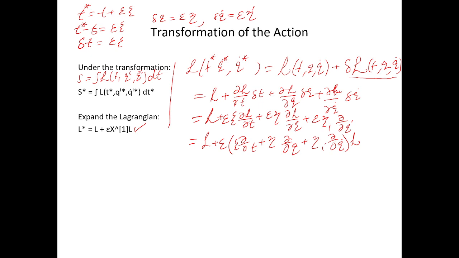operating on L. So this is exactly epsilon times the one time extended generator over L. This is this equation. So this is L star, and we find the value of this in terms of the Lagrangian. So the Lagrangian after transformation is the actual Lagrangian plus the variation in the Lagrangian.